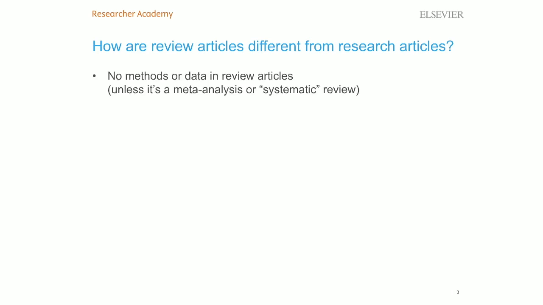So, broad scope, I'm going to start by talking about how review articles are different from research articles. And maybe you already know part of this, but I think probably the most important and the most obvious thing is that there's no methods or data in reviews. There are some exceptions for unusual review formats like meta-analysis or the systematic review.